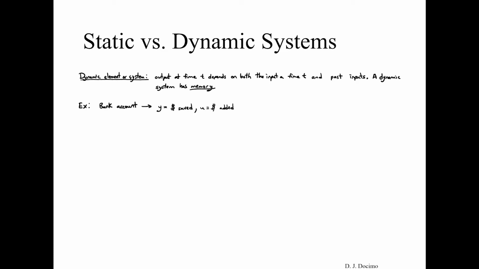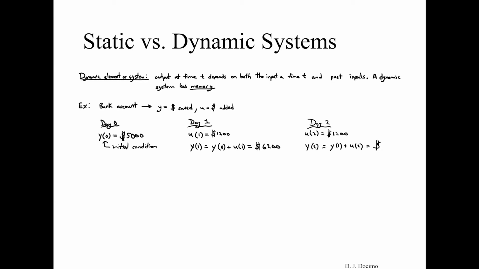An example for this would be a bank account. So let's say we have a bank account, we have Y, which is our output, that's our amount saved, and U is the amount that we're adding in. And let's say for day zero, this is what we're starting out with. This is our initial condition. We have $5,000 in our bank account. Now, on the first day, we add in $1,200, which gives us $6,200 in the bank. On the second day, we add in the same input, but we end up with $7,400 in the bank.